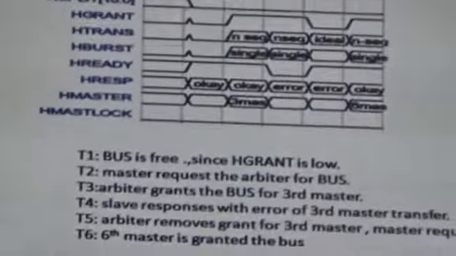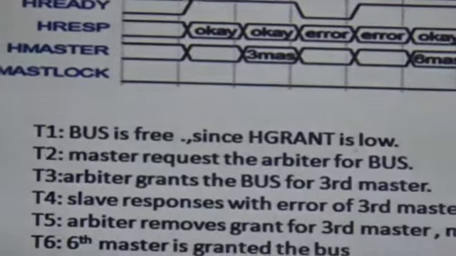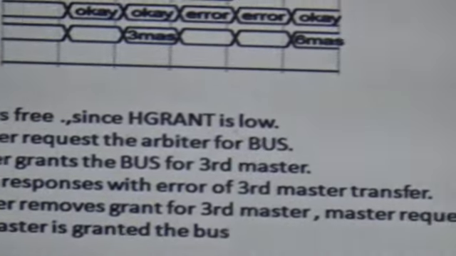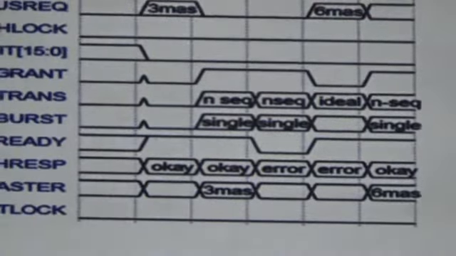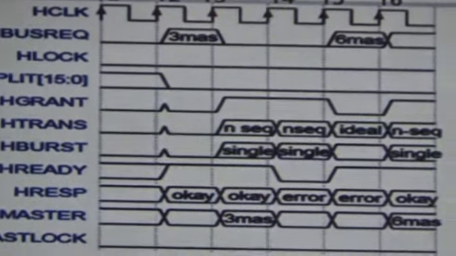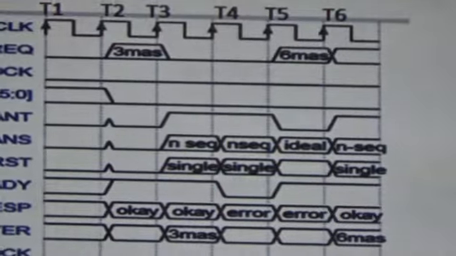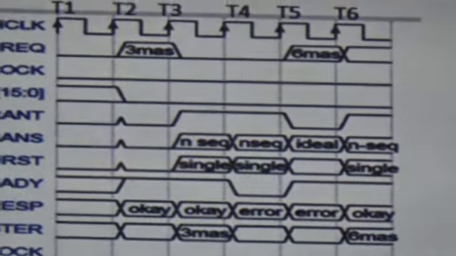At T4, the slave responds with error for the third master's transfer. Since we have seen the error response, it lasts two clock cycles. In the error response, H ready becomes low for the first clock cycle and high for the second clock cycle, and H trans becomes idle for the second clock cycle of the error response.